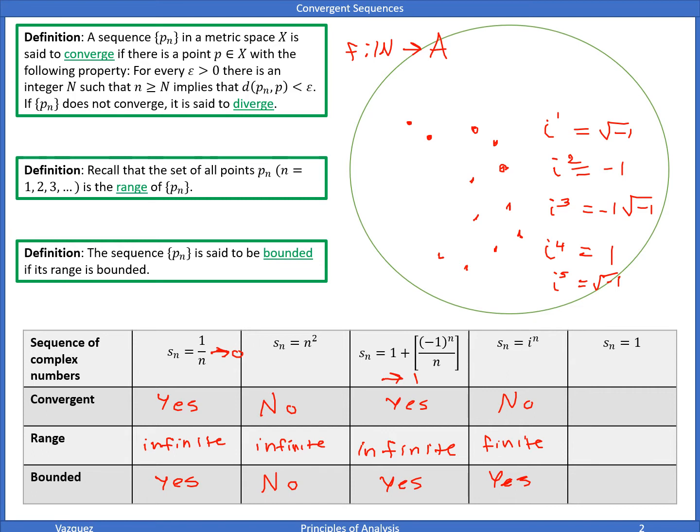What about this last one? If it's always 1, well, it converges to 1. So it does converge, yes. Is its range infinite or finite? Well, it's just 1, right? So it's finite. And is it bounded? Absolutely. I was going to write absolutely, I'll just put yes. It is bounded.